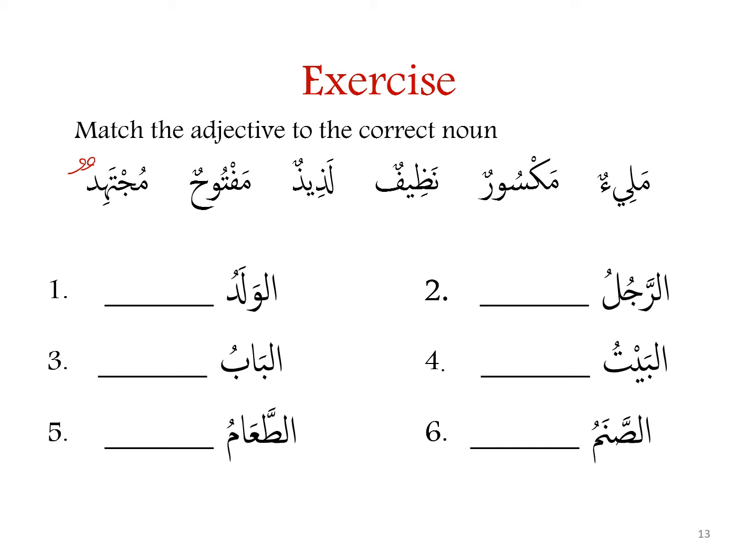And the definite nouns we have here, we have al-waladu, the boy, ar-rajulu, the man, al-babu, the door, al-baytu, the house, at-ta'amu, the food, as-sanamu, the statue or the idol. So pause the video now, have a go with matching the adjectives into those sentences, and then unpause the video and you can match your answers with mine.